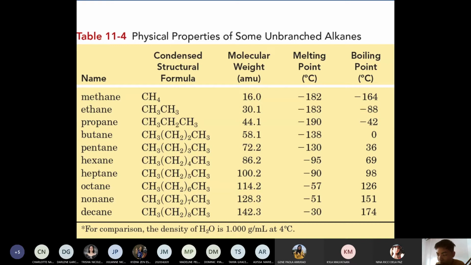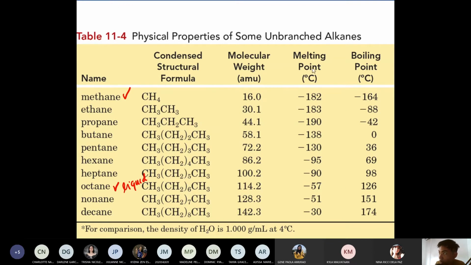Imagine, ganito. Which of them will exist as liquid? Is it the methane or the octane? At 25 degrees Celsius, sino yung liquid? Is it the methane or the octane? So the answer would be octane. Ito yung magiging liquid natin.